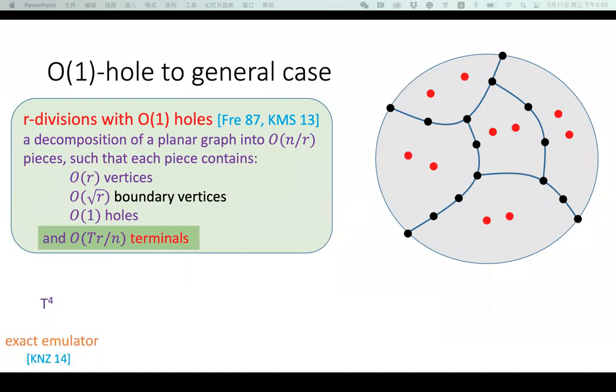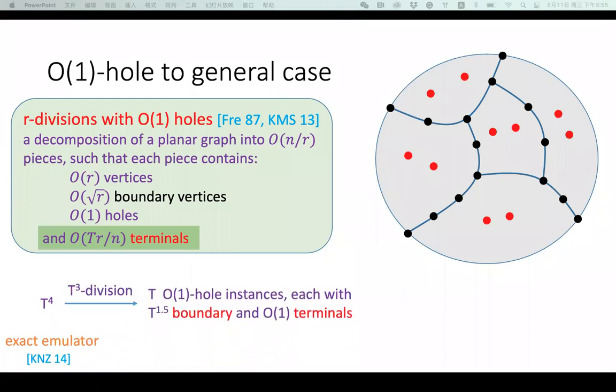So how are we going to use this R division? We start with an exact emulator of size T to the 4 from the previous work, and we apply the R division with R being T cubed. What we will be getting is T constant hole instances, each with T to the 1.5 boundary vertices and O(1) original terminals.